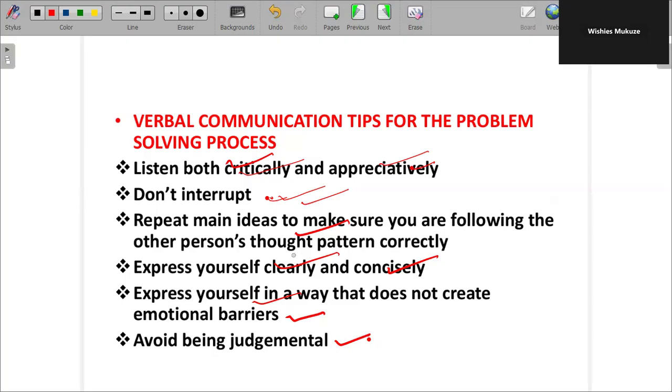Express yourself clearly. Make sure that when you are expressing yourself, you don't end up creating emotional barriers. And also, you need to listen both critically and appreciatively. Critically, whereby you listen, judge and evaluate the speaker's message, and appreciatively when you listen to the main purpose of the communication, right? So these are the verbal tips.